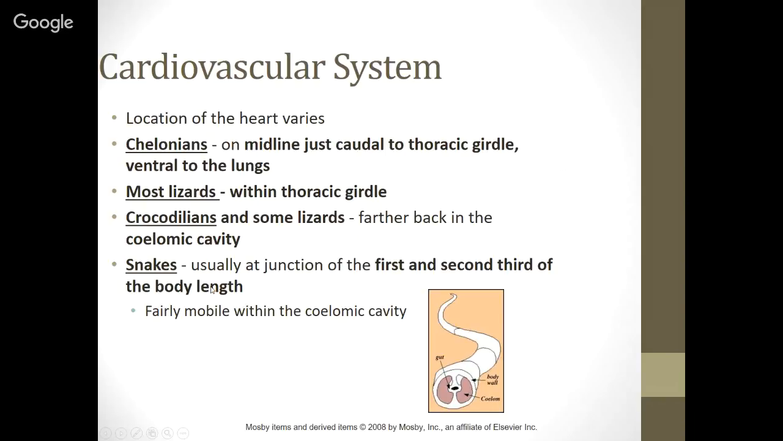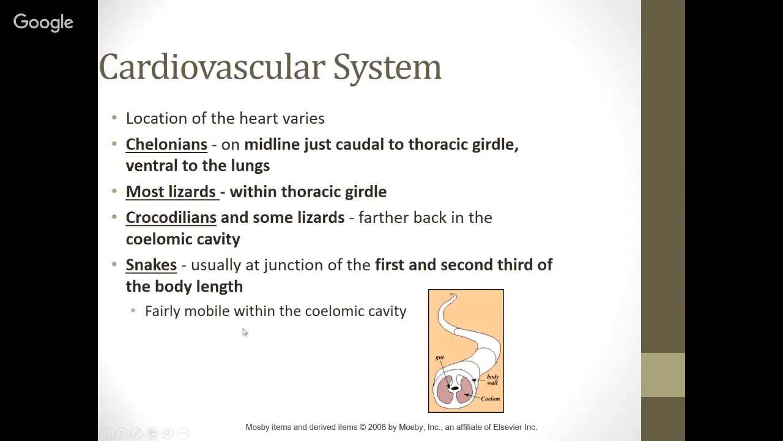In snakes, the heart is usually at the junction of the first and second third of the body length. So if you drew the body of the snake and divided it into thirds, you would find it between the first and second third of the body length.